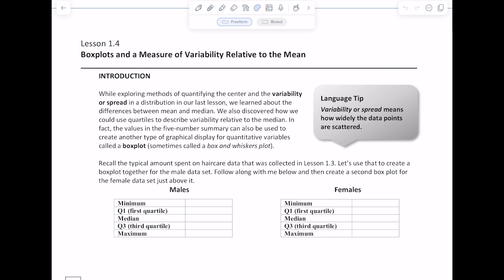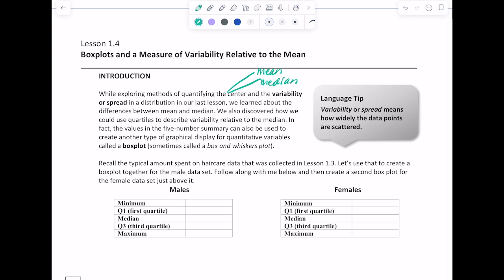So in the last lesson we looked at methods of quantifying the center, and if you'll recall, the ways we did that were the mean and the median. And if you'll remember, we use the mean when the distribution is approximately unimodal and symmetric, and we use the median to describe the center when the distribution is skewed.